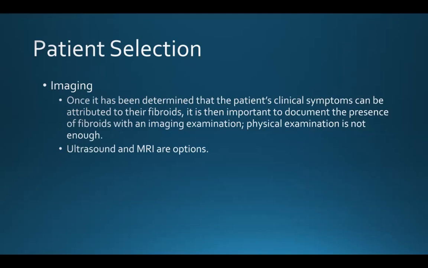Once it's been determined that the patient's clinical symptoms can be attributed to their fibroids, it's then important to document the presence of fibroids with an imaging examination. Physical exam is not enough, and ultrasound and MRI tend to be the most commonly used options to further investigate fibroids.